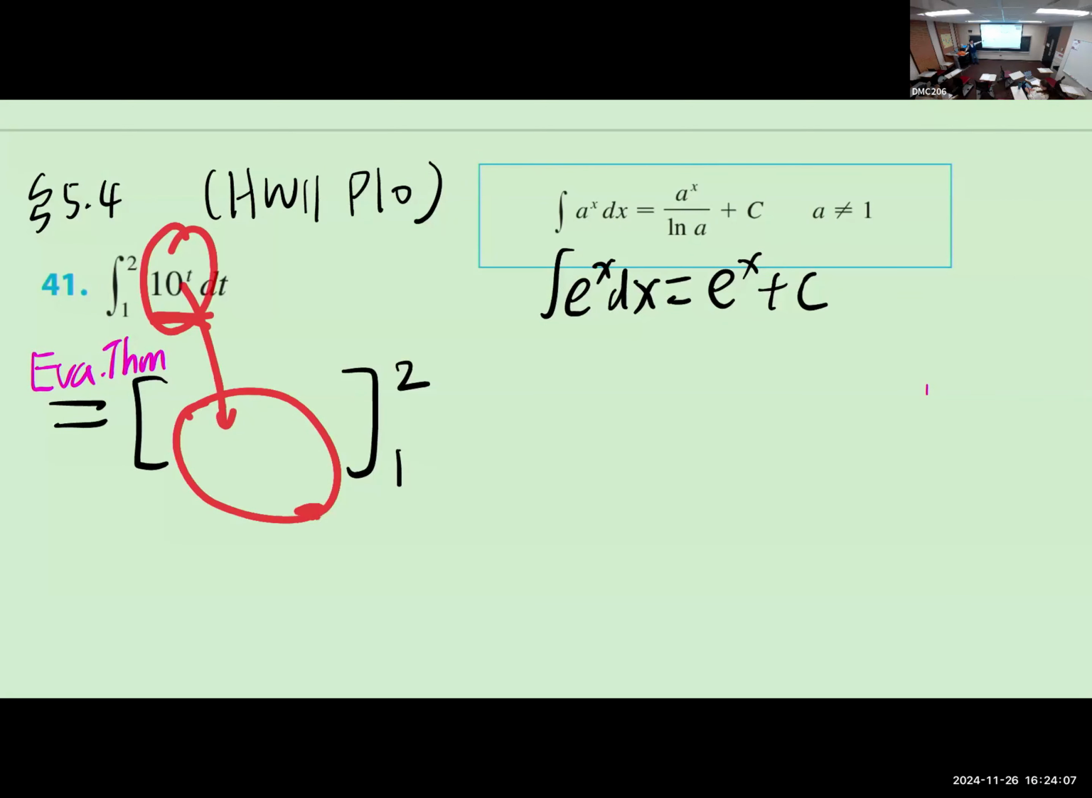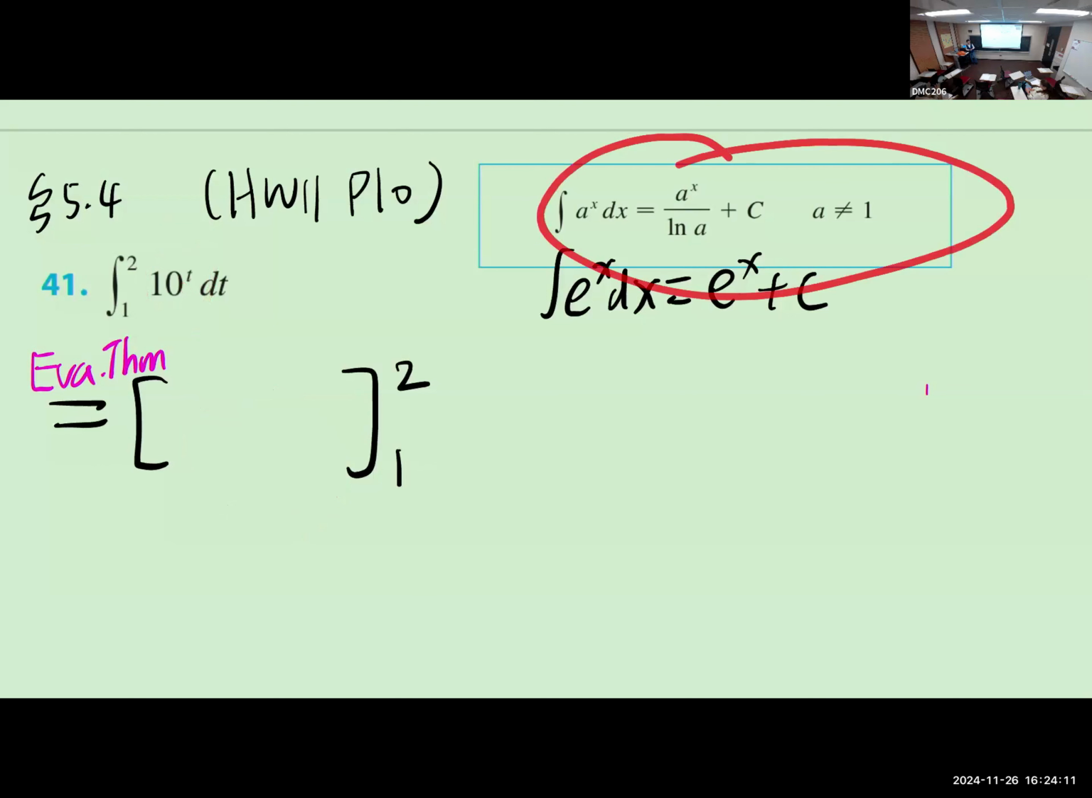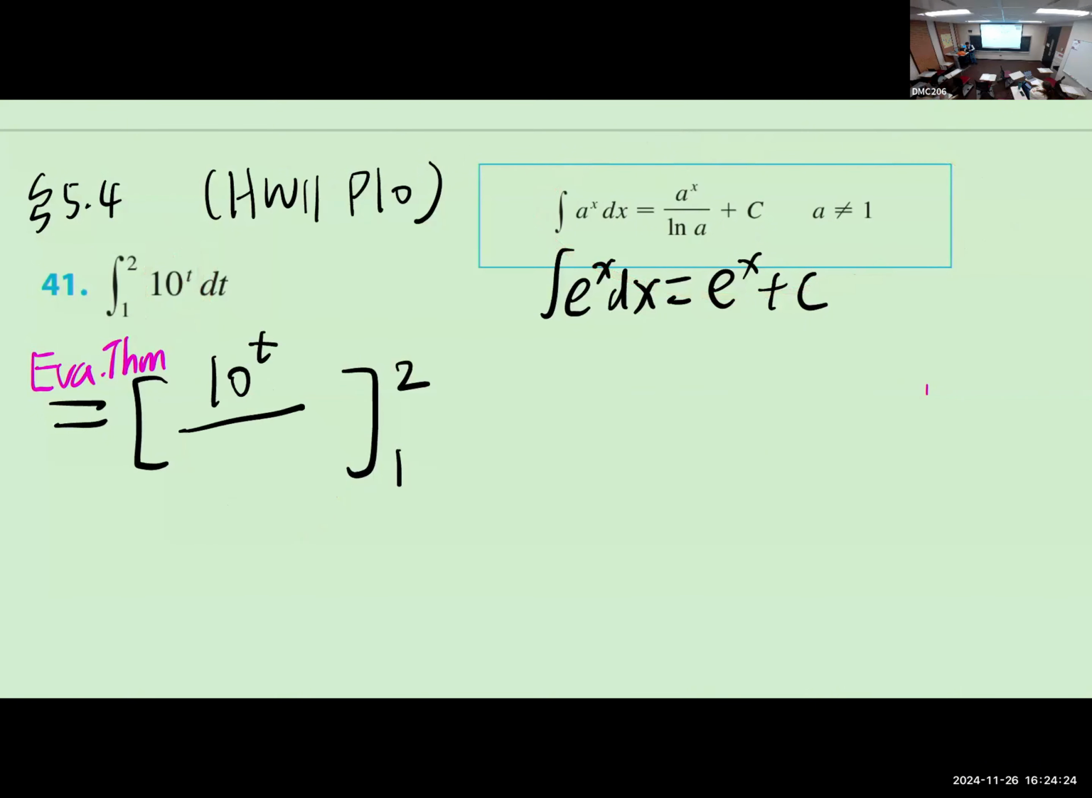So what should I write here inside the brackets? We have this formula. So we should write, yeah, very good. That's it. Yeah, a is 10, right? So 10 to the x or 10 to the t, doesn't matter. Divided by ln 10. Notice this is not t here. ln 10, this is a constant. Just by replacing a with t, or with 10 from the formula.